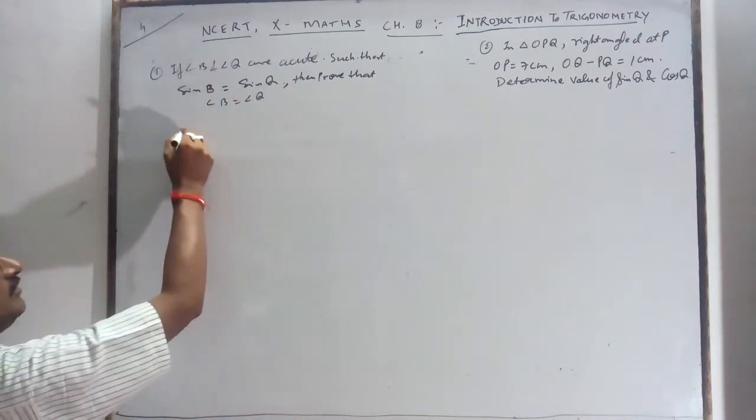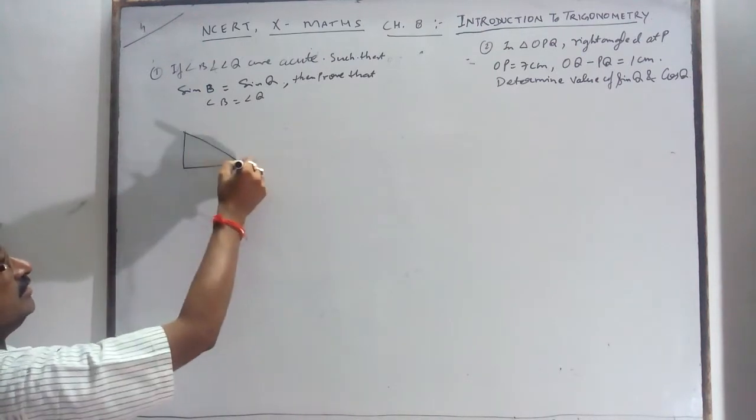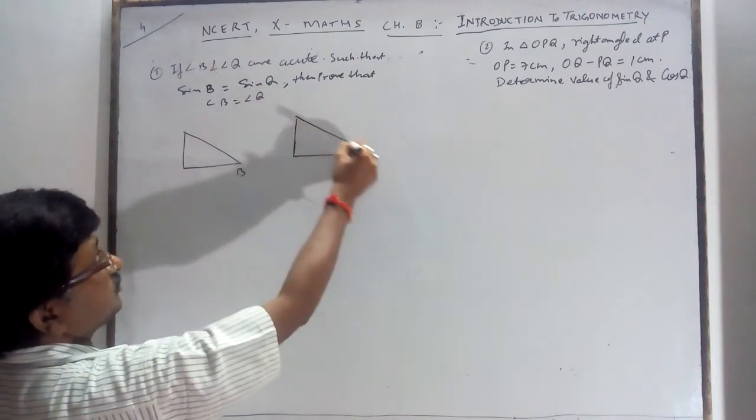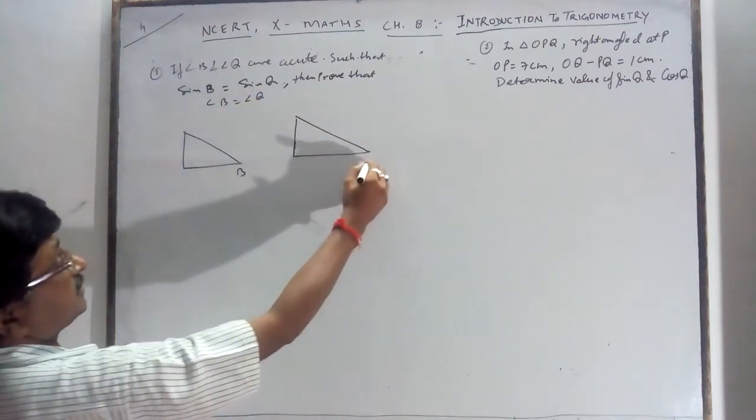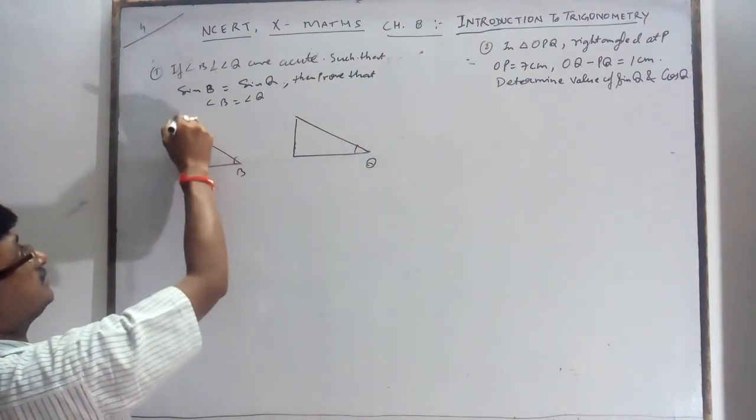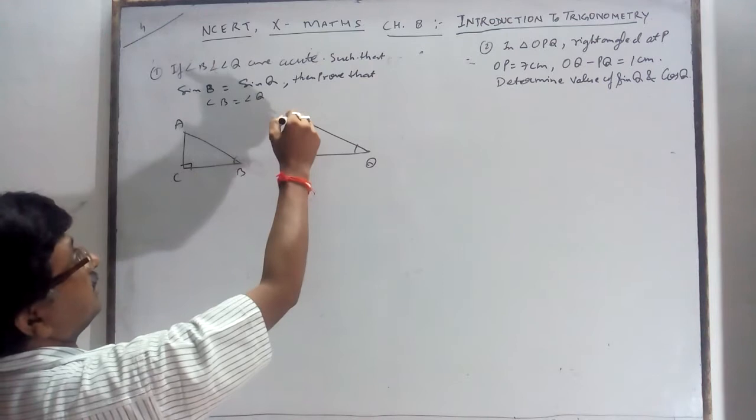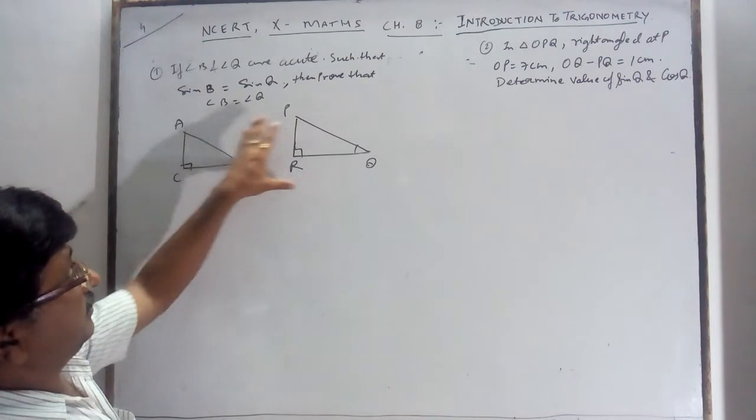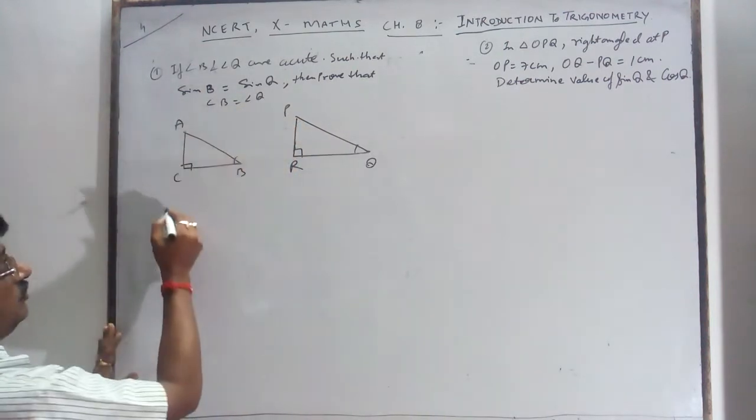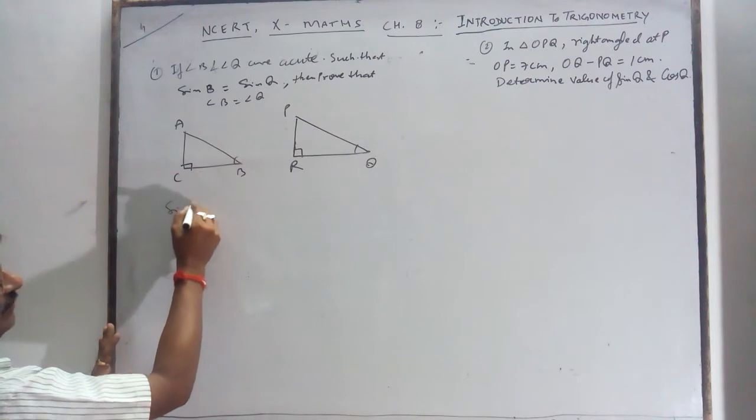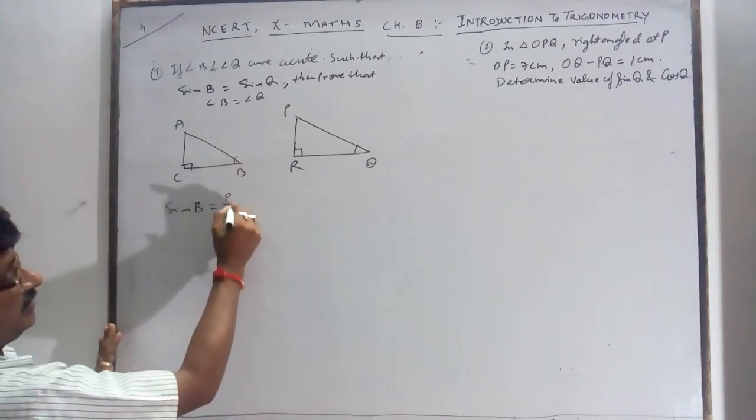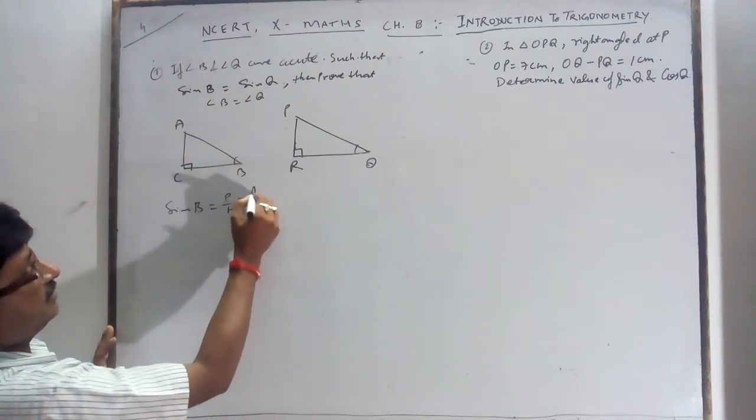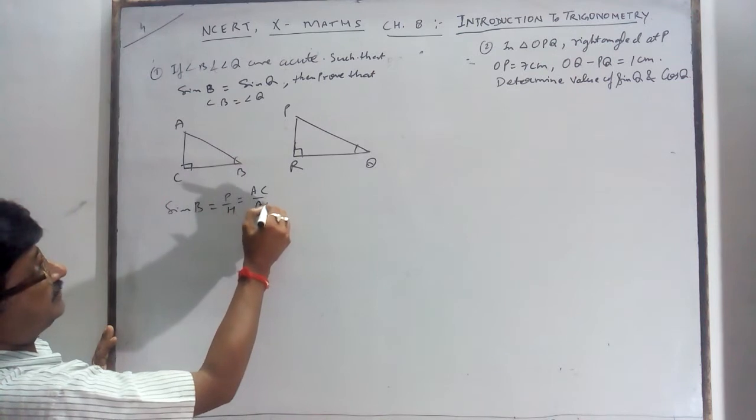First of all, we will draw two right triangles in which angle B and angle Q will be acute. The angle at C is 90 and the angle at R is 90. By this, sin B and sin Q are given. First find sin B by Pandit Badri Prasad, that is P upon H. Perpendicular, the opposite side, upon hypotenuse: AC upon AB.